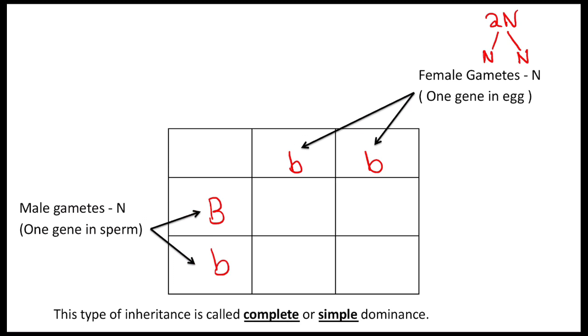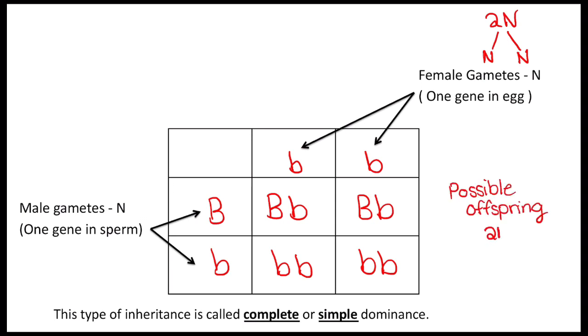And from here, once we have our parents written in, we can cross them. Now, it's important to remember it's a standard notation that we always write the capital letter first. But for our first box, it becomes big B, and then big B, again, little b, and then little b. So these are our possible offspring, which are 2N. I believe this is already in your notes.